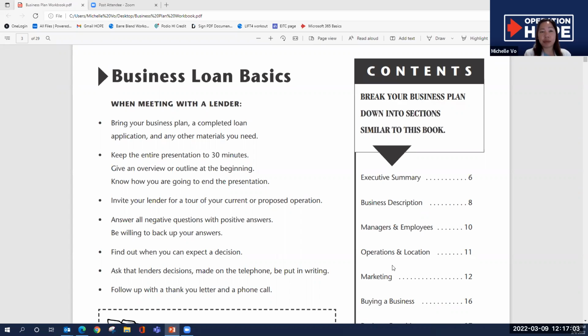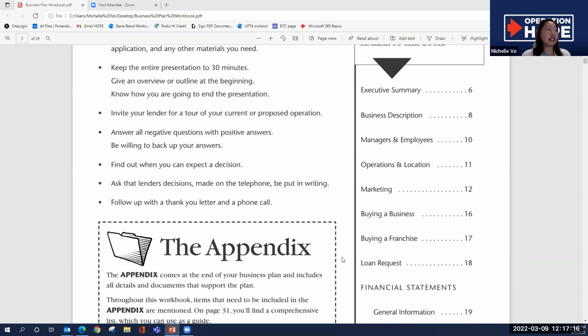You can say, I am a startup company. I do not have a lot of capital, nor 2 years of experience, but I'm passionate about this. And these are X, Y, Z, which is why I think my company is going to succeed. Find out when you can expect a decision.